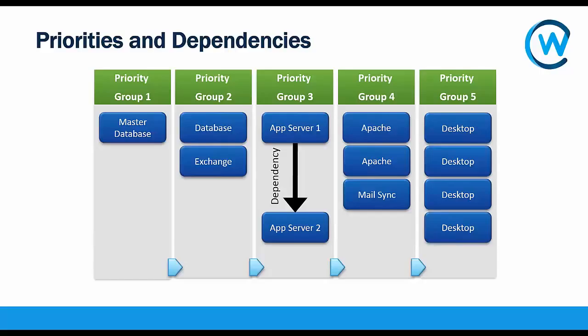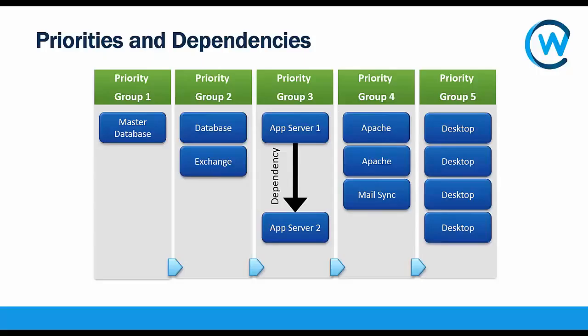So priority 2 is the next step down effectively. We want to get other database servers back up and running. We want to get our Exchange environment back up and running. So they're next in the recovery plan. So that's priority group 2.